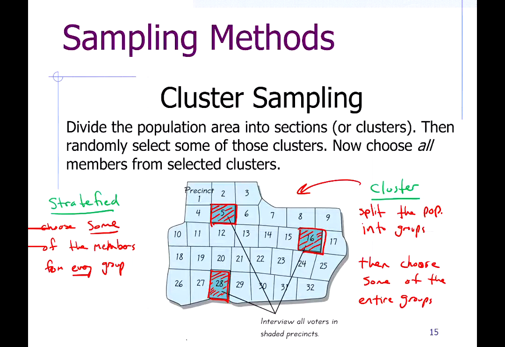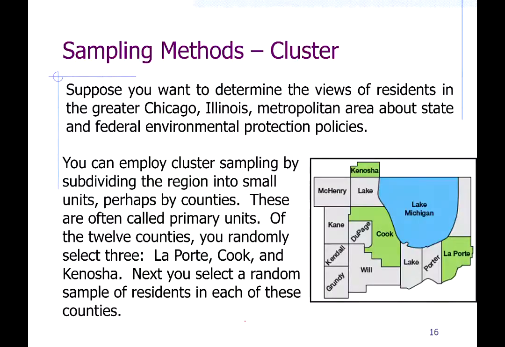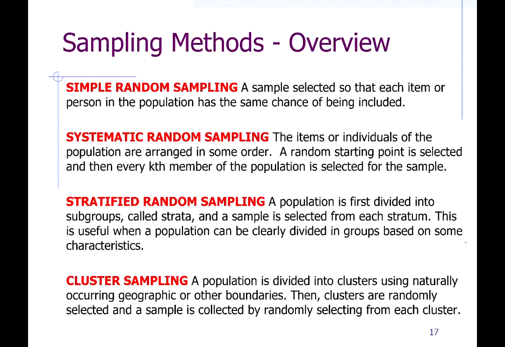Okay, so we have stratified, we have cluster, similar in some ways, a little bit different. Another example, similar to what we just talked about: you pick three counties in the greater Chicago area. All right, so overview. We talked about simple random, which is usually done in conjunction with one of these other two. We talked about systematic, stratified, and cluster.